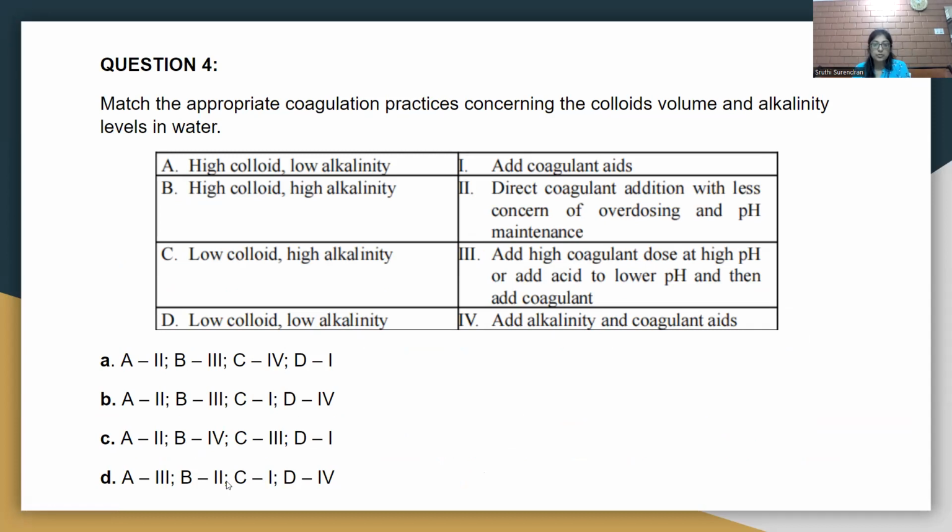Hi Sangam Mitra, if you know the answer, you can put it in the chat. Hello. Okay, I'll move on to the answer.